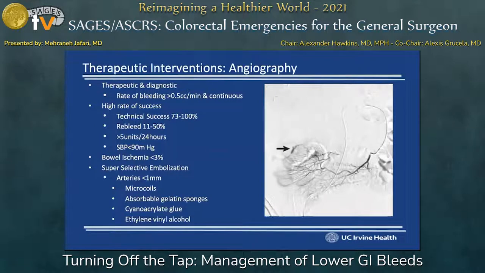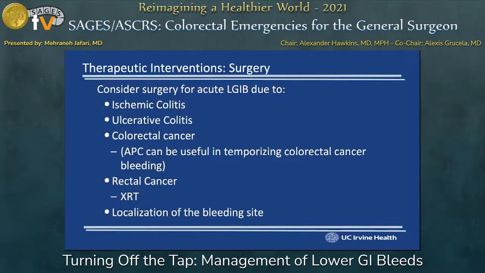And angiography can be helpful if you figured out where the bleeding is, if it's brisk and continuing; the success rates can be very high. The ischemia rates are very low, less than 3%. And again, if the patients have required more than 5 units, they have a high shock index, there is good technical success. The question really becomes, when do we operate on these patients?